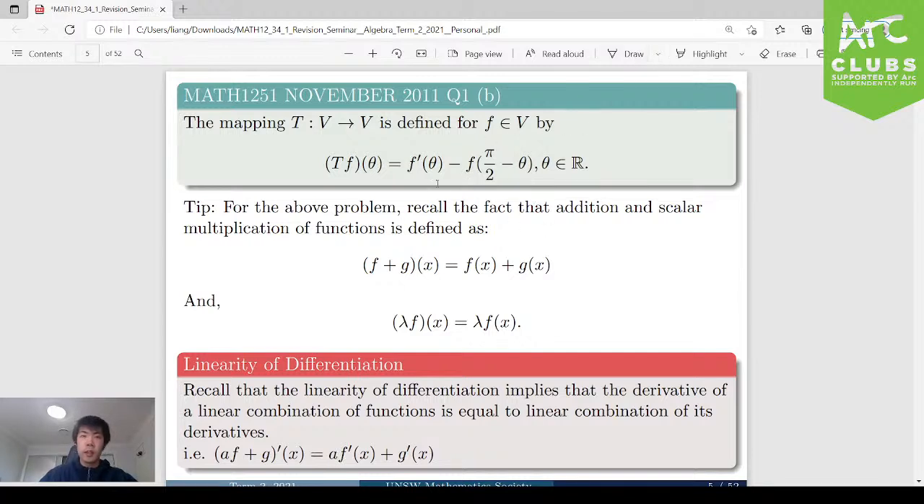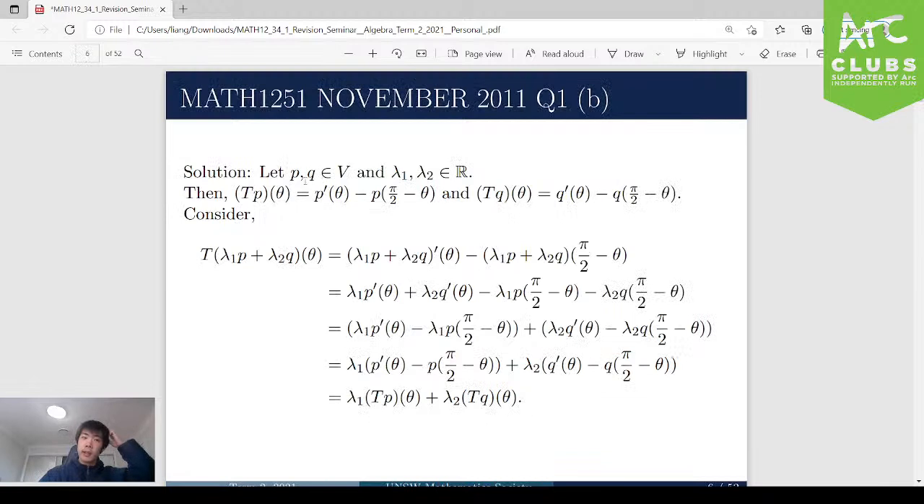So to do it this time, rather than showing that it preserves addition and scalar multiplication individually, let's try to do it in one go by showing that it preserves linear combinations. So you take P and Q as elements of the domain V, and lambda 1 and lambda 2 as scalars from the set of real numbers.